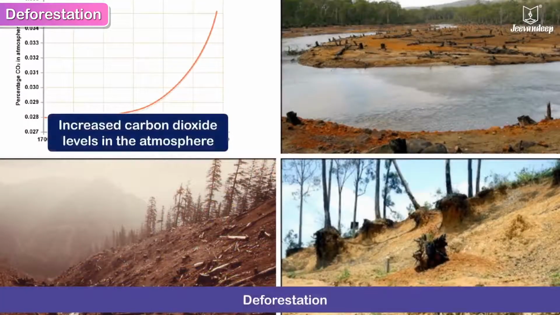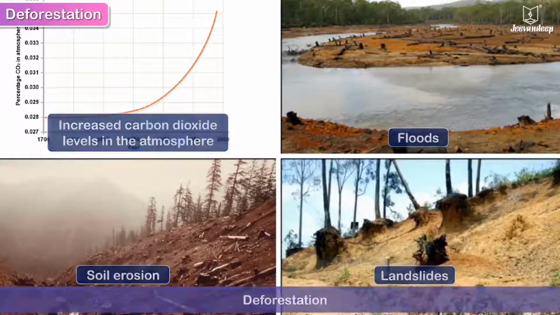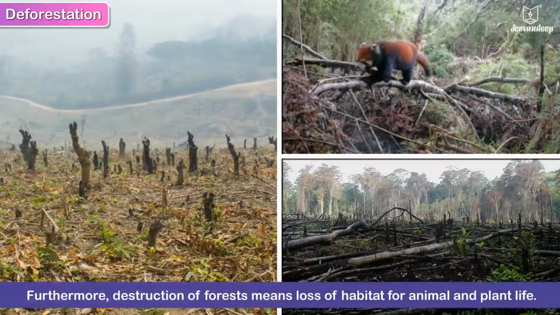Deforestation also leads to increased carbon dioxide levels in the atmosphere, soil erosion, and natural disasters such as floods and landslides due to climatic changes. Furthermore, destruction of forests means loss of habitat for animals and plant life.